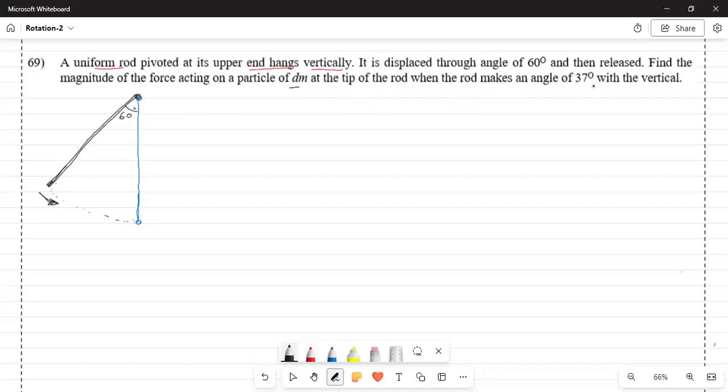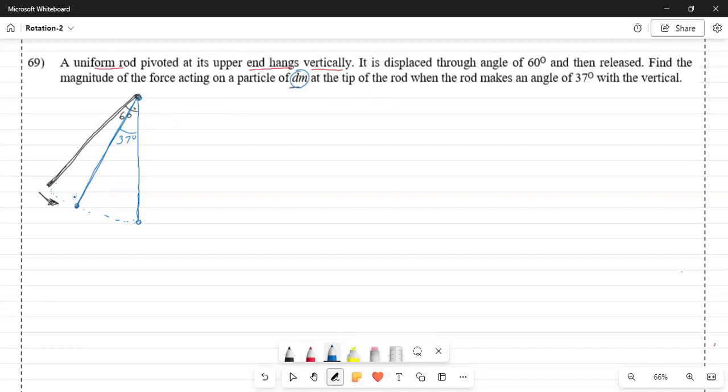Find the magnitude of the force acting on a particle of dm at the tip of the rod when the rod makes an angle of 37 degrees. So now the rod makes an angle of 37 degrees. This is another position of the rod. We have to find out the force acting on a particle dm at the tip of the rod at this point. That means a particle here.